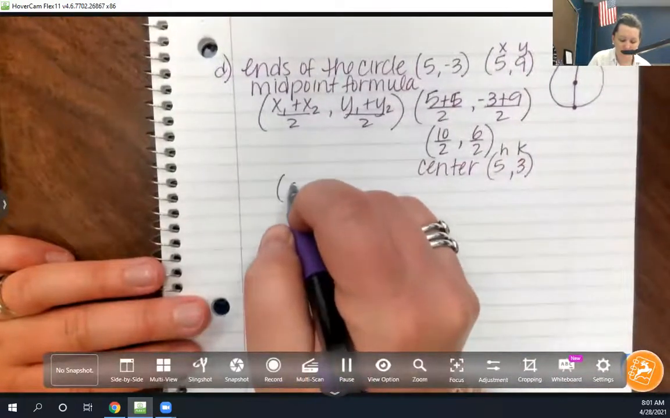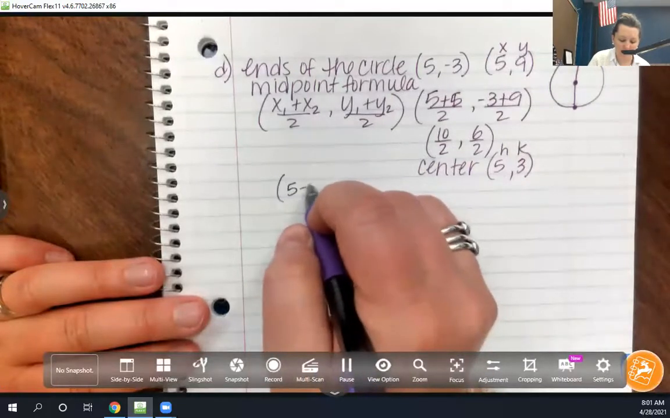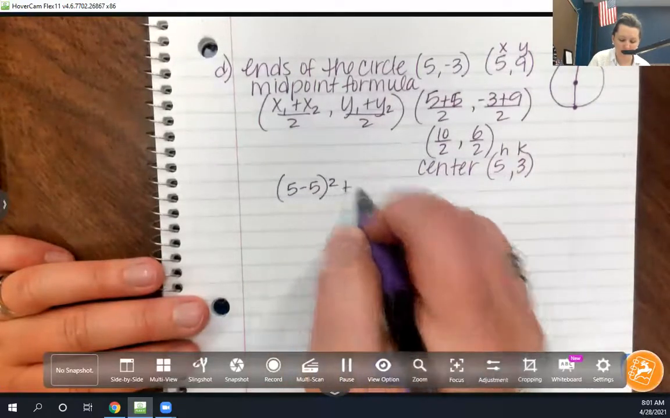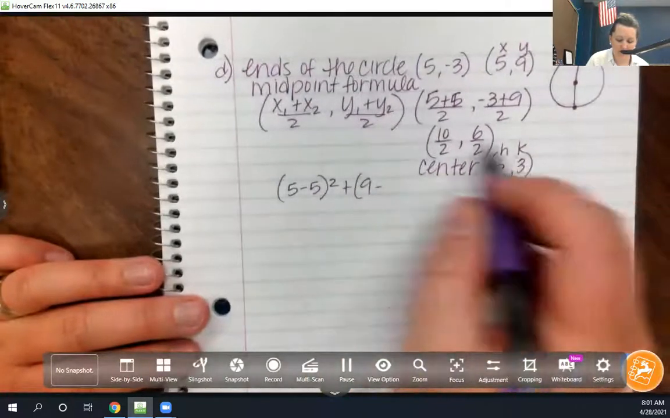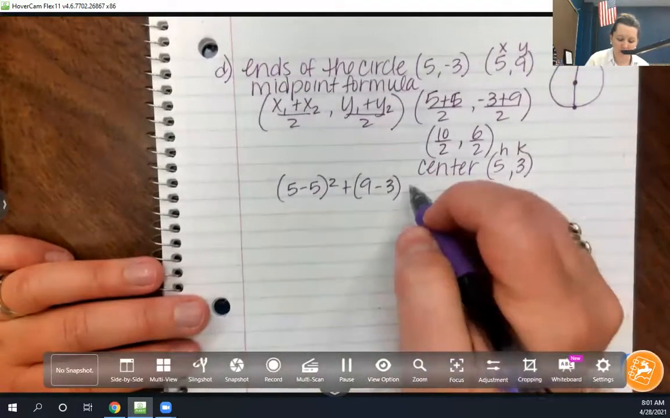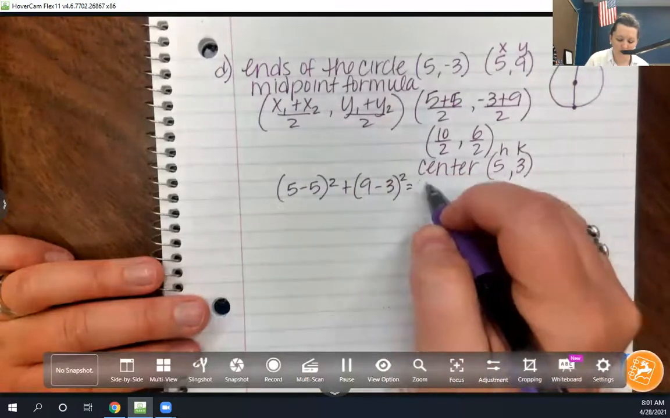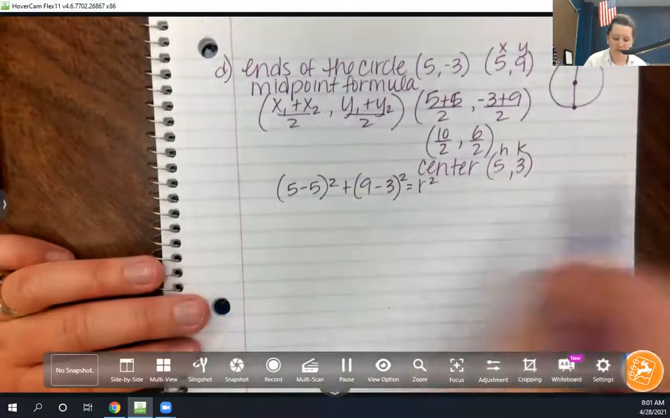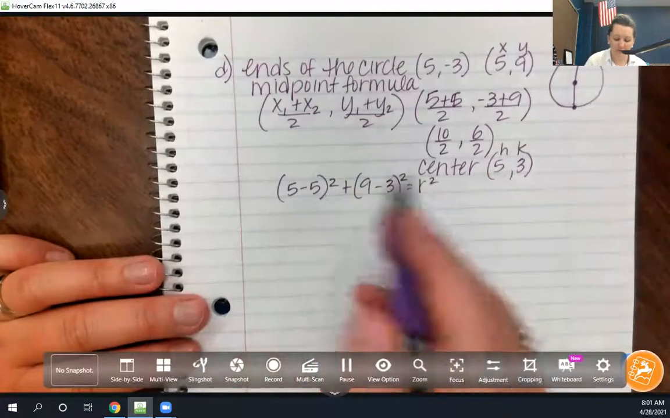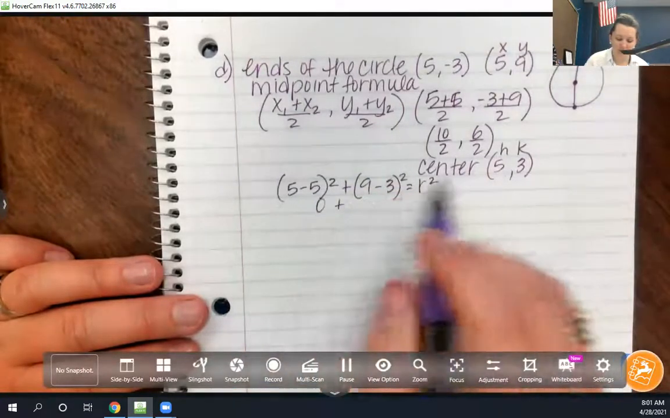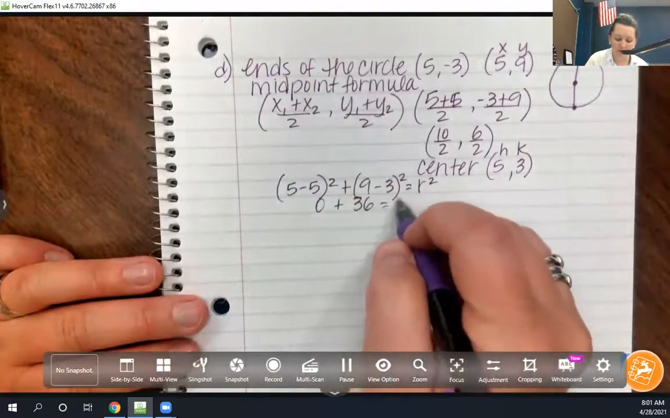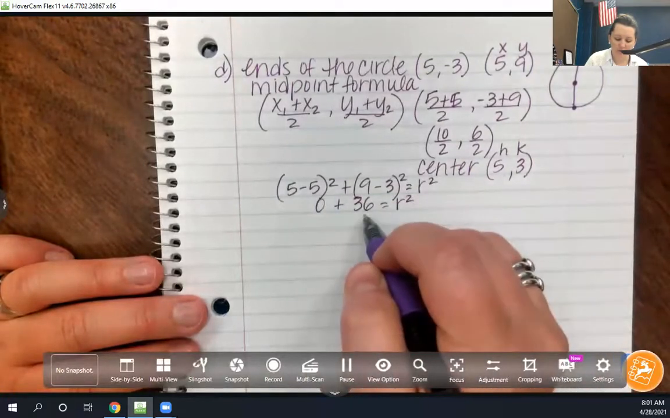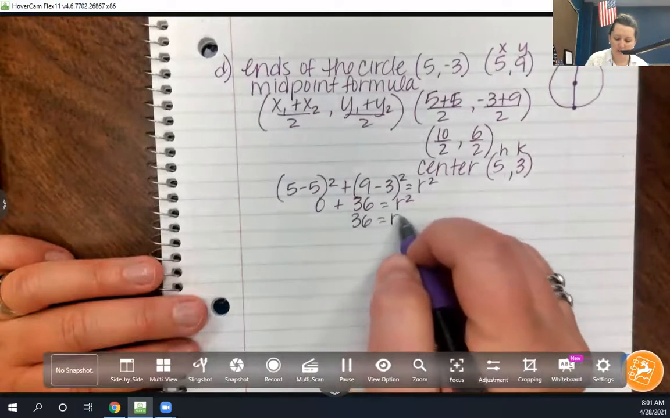So we have (x minus h) squared plus (y minus k) squared equals radius squared. That's what we're looking for, right? Plugging in: 5 minus 5 is 0, 0 squared is 0, 9 minus 3 is 6, 6 squared is 36, equals radius squared. So 36 equals radius squared.